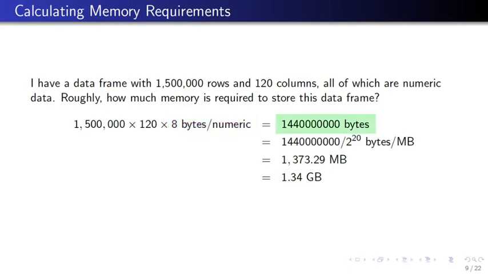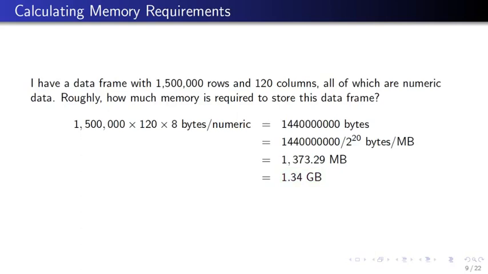So here's the number of bytes. Now, there are 2 to the 20 bytes per megabyte. So I can divide the number of bytes by 2 to the 20, and that's how many megabytes I've got. I've got 1,373.29 megabytes. Then I can divide that again by 2 to the 10 to get the number of gigabytes, so it's roughly 1.34 gigabytes. So the raw storage for this data frame is roughly 1.34 gigabytes.